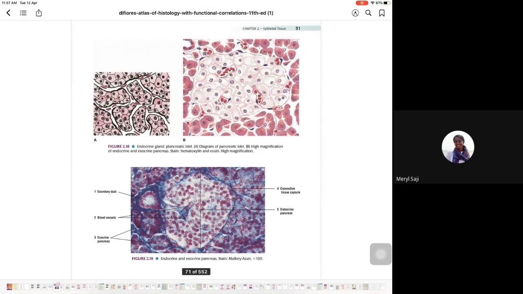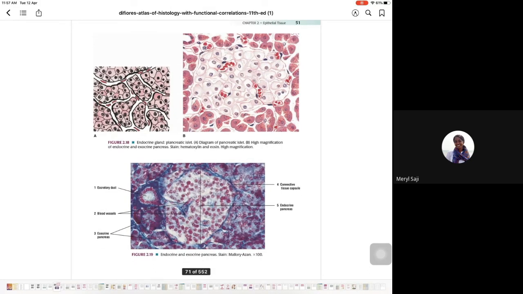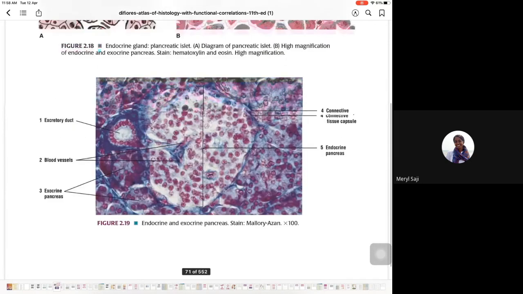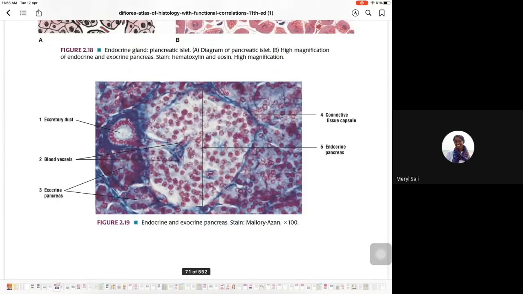At 2.18, we have a figure of an endocrine gland, the pancreatic islet. A is the diagram of the pancreatic islet. B is high magnification of endocrine and exocrine pancreas. Stain is hematoxylin and eosin, high magnification. Figure 2.19, endocrine and exocrine pancreas. Stain is Mallory Azan. Coming to the labelings, first is excretory ducts, and then they have labeled the blood vessels, number 3 is exocrine pancreas, number 4 connective tissue capsule, number 5 endocrine pancreas.